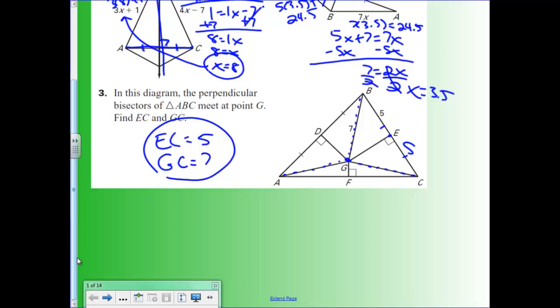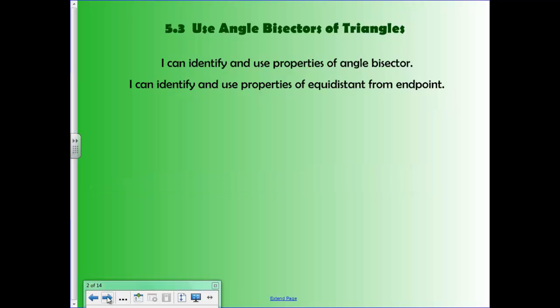Quiz. We already quizzed on 5.1 and 5.2 on Friday. We are going to do 5.3 notes. 5.3, angle bisectors. 2 I cans for today, 2 objectives. I can identify and use properties of angle bisectors, and secondly, I can identify and use properties of equidistant from endpoint. What's equidistant? Equal distance, the same distance, right?